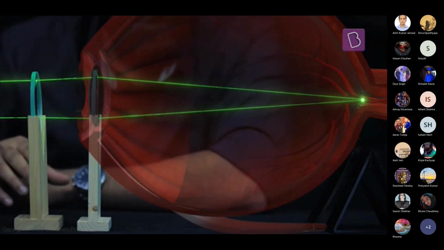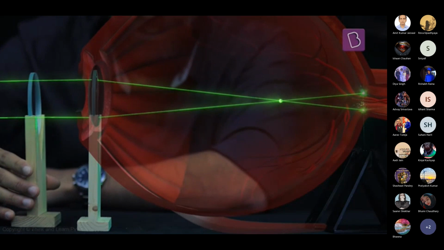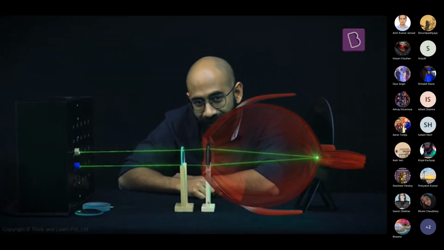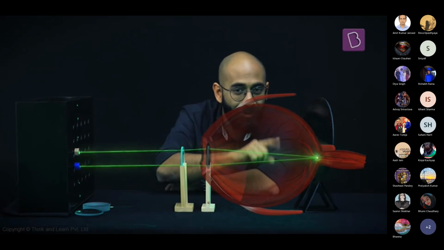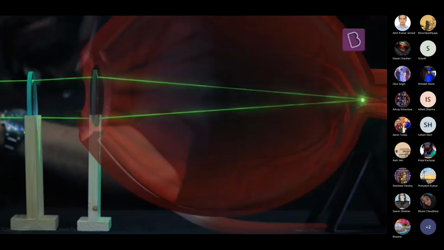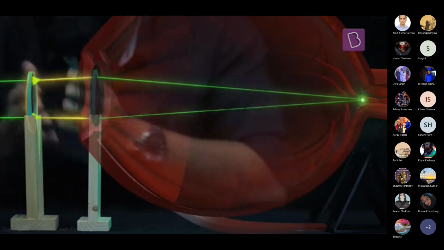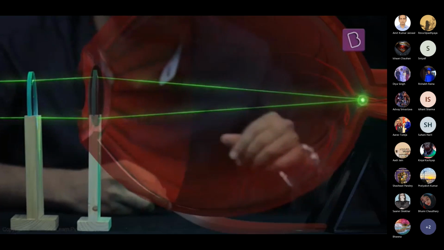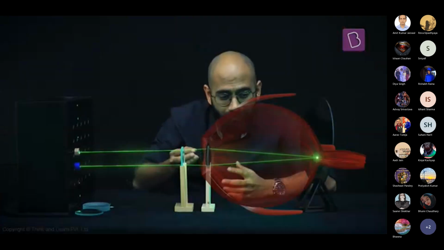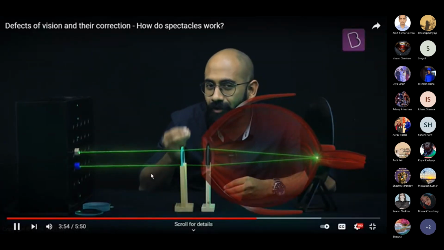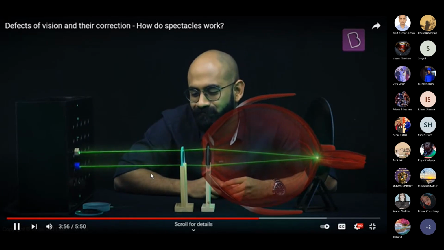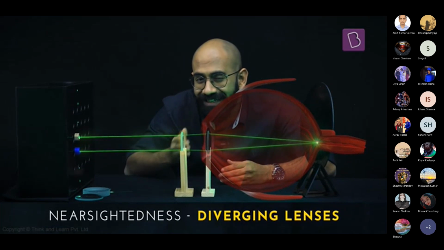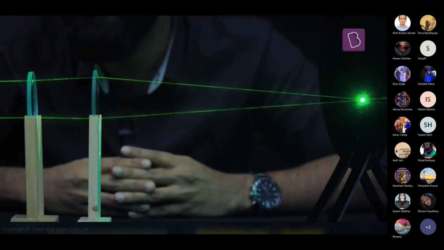Do you see that? The moment I place the biconcave lens, the rays now intersect on the retina. This is because the incoming rays are first diverged by the corrective lens, and then the eye lens can further converge those rays onto the retina. So now, this person can see a clear image of those far-off objects. So this is why a person with nearsightedness requires spectacles with diverging lenses.